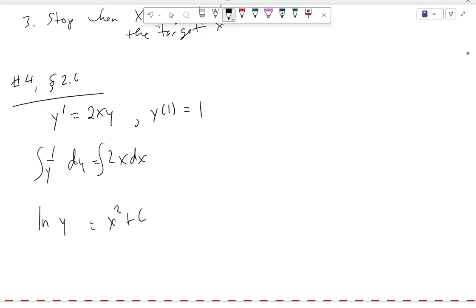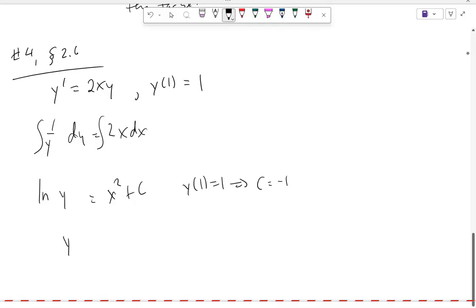I'm going to do the initial condition now, and then I'll solve it for y. If you plug in 1 for y, natural log of 1 is 0, x is 1, 1 squared is 1, so you should get c is negative 1, right? So if you use y of 1 equals 1, it gives you c is negative 1. So if we solve this, we'll get y equals e to the x squared minus 1, if I undo the natural log.